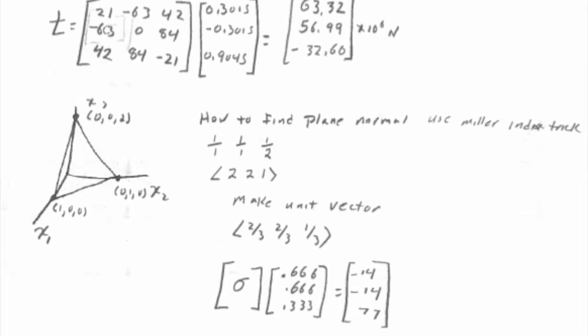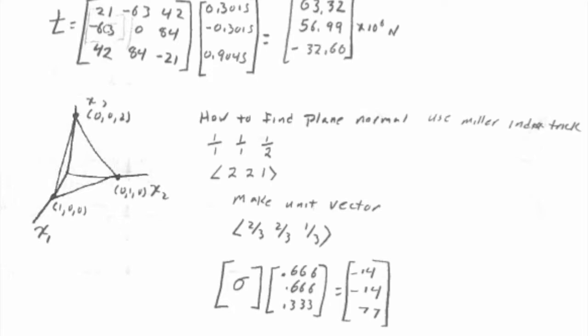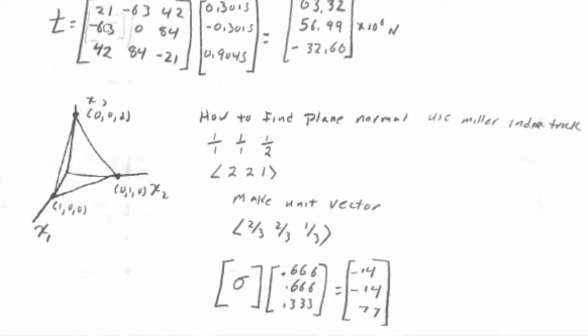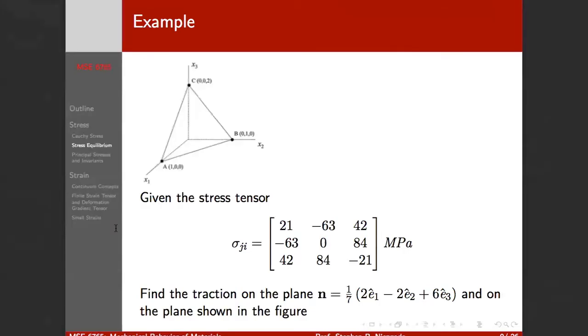Right. So that's the normal, and then of course sigma n gives us minus 14, and 77. Right. So just manipulation with stress, finding the forces acting on different planes.